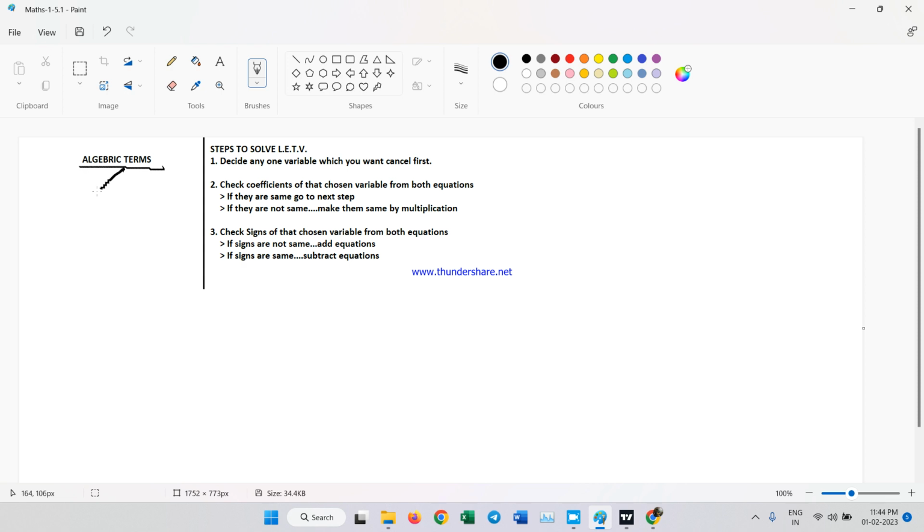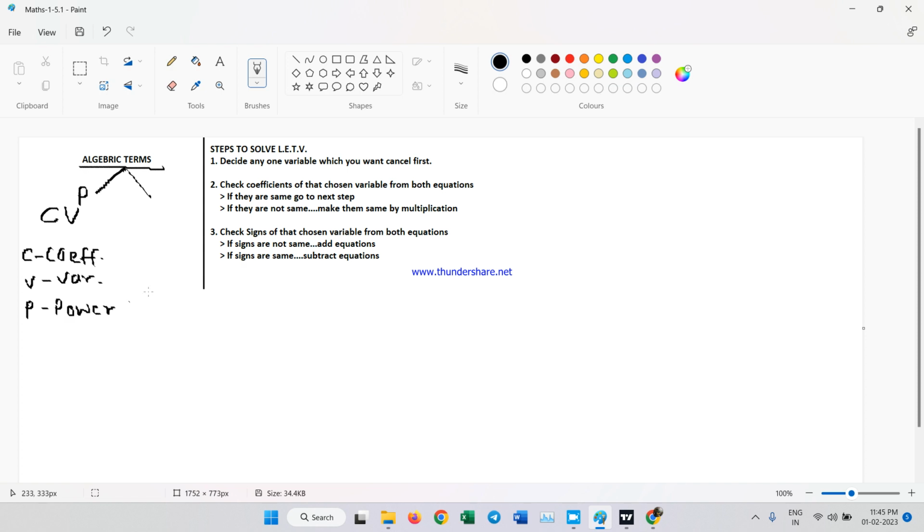Okay, so we have two types of different algebraic terms. One is the CVP. Okay, now what do you mean by CVP? Let me tell you. C stands for coefficient, V stands for variable, and P stands for power. So I will write here C stands for coefficient. I will write in short in order to make the video short. V stands for variable and P stands for power.